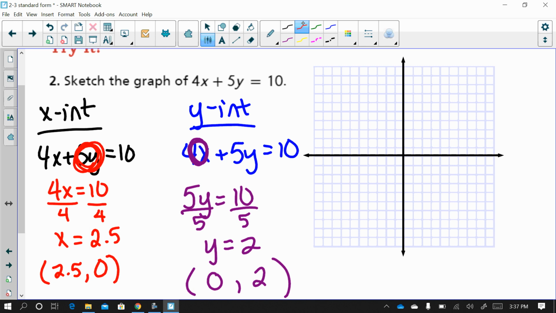Now all you got to do is plot the points. So (2.5, 0), 1, 2, 2.5. And this point, (0, 2), right there. And then connect the dots. And there's your graph.